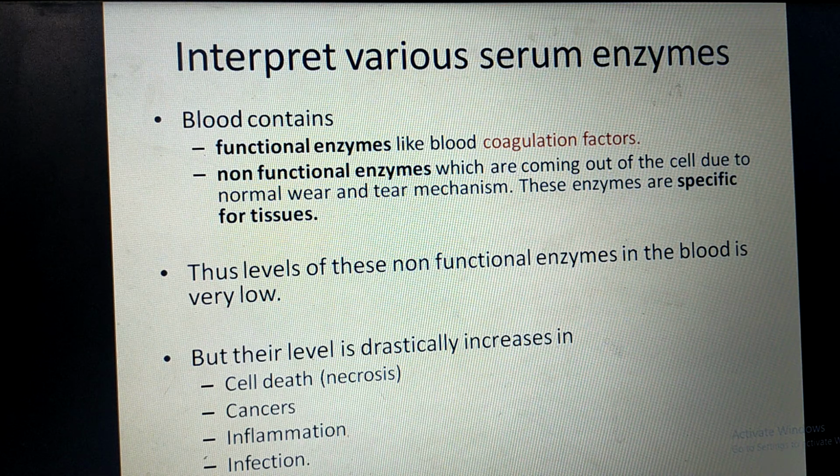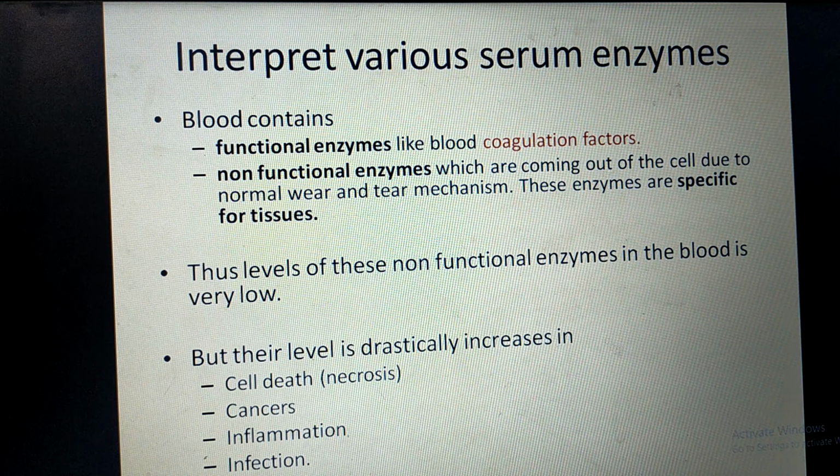tissues. For example, a tissue A synthesizes enzyme B, and tissue D synthesizes enzyme E. Therefore, when we measure the concentration of enzyme or enzyme activity in the blood, and if enzyme B level is found to be increased in the blood, then we can diagnose the disease of tissue A. So in this way, the enzymes are very specific in the tissues.